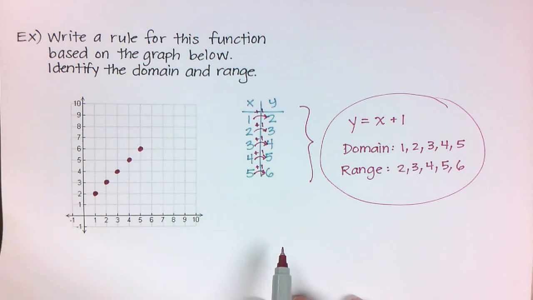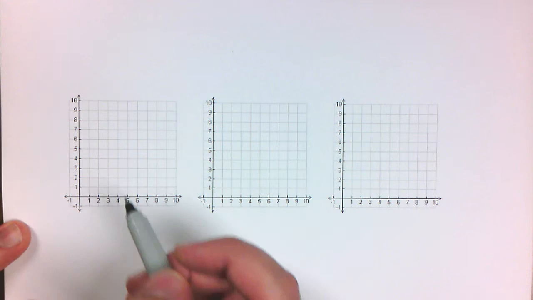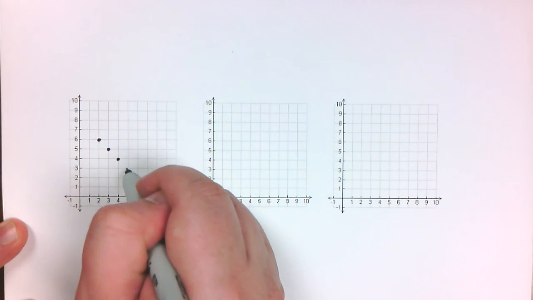Now, there's something else that I wanted to show you. And this is how you can determine, just by looking at a graph, if it is a function. You might be asked that sometime. So let's go ahead and just graph some points. We're going to graph some points that look like they're in a V shape.